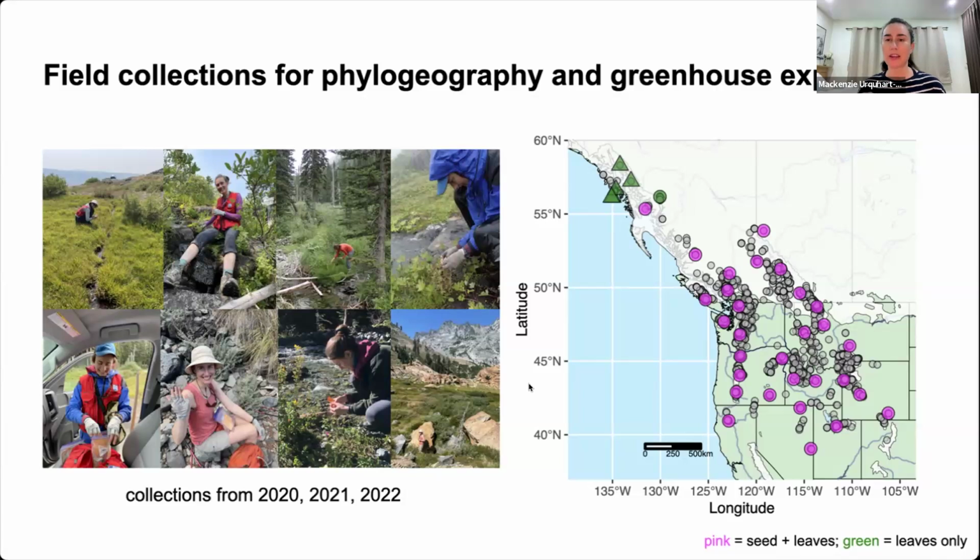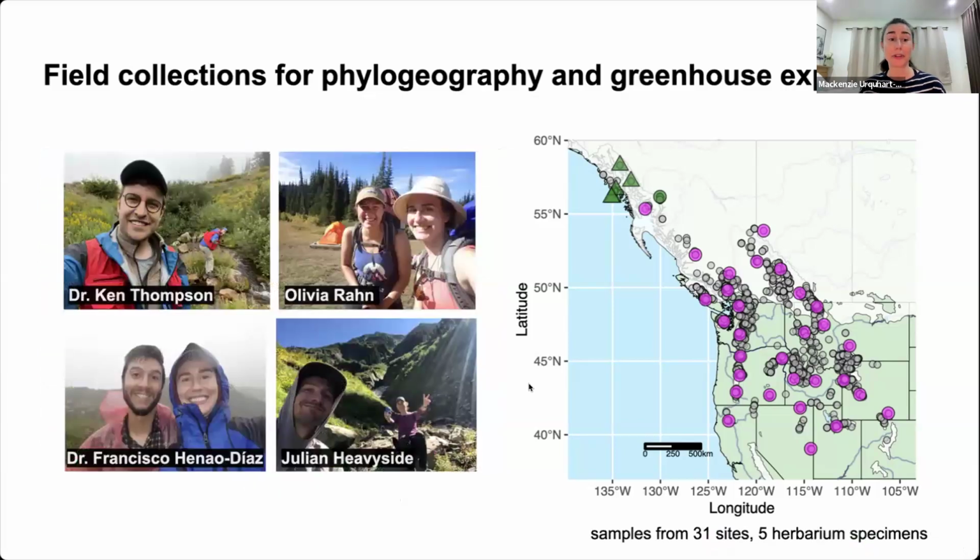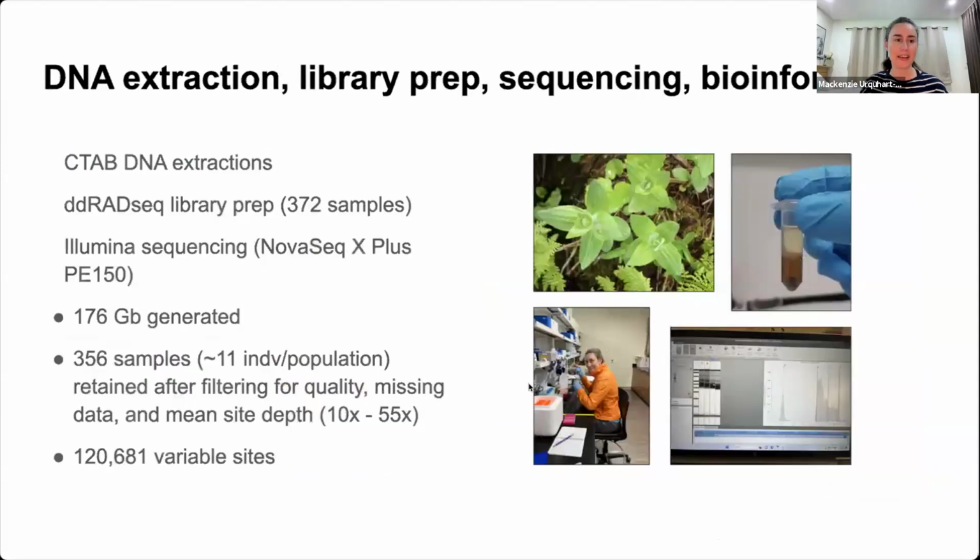And of the sampling locations represented by circles, I personally visited 30 out of 31 sites, so everywhere except Olympic National Park. I did not do this fieldwork alone. I have many people to thank, especially my wonderful field assistants, Ken, Olivia, Francisco, and Julian.